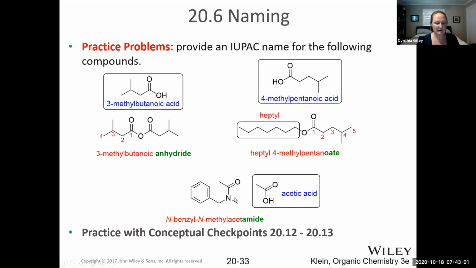What about this amide? Think about where the carboxylic acid can be found in the amide. If we change this nitrogen to an OH, we end up with acetic acid as our base acid. So again, to name an amide, we're going to drop the ic acid and add the word amide. So acetic acid becomes acetamide as the parent. It also has 2 substituents on the nitrogen. It has both a methyl and a benzyl. B comes before M alphabetically, so we go N-benzyl N-methyl, followed by the word acetamide.